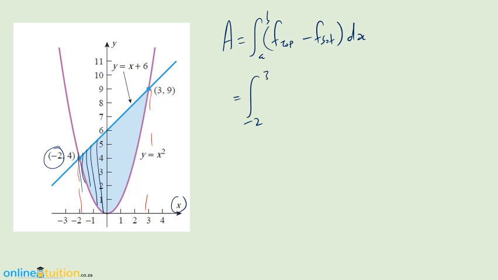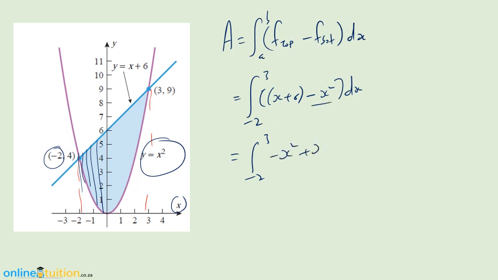The top function, which is the straight line, is x plus 6. And the bottom function is the parabola y equals x squared. It's a nice, simple, compact problem. Minus 2, 3. So that is minus x squared. I'll give this the leading term plus x. You don't have to change the order, but I like doing that.